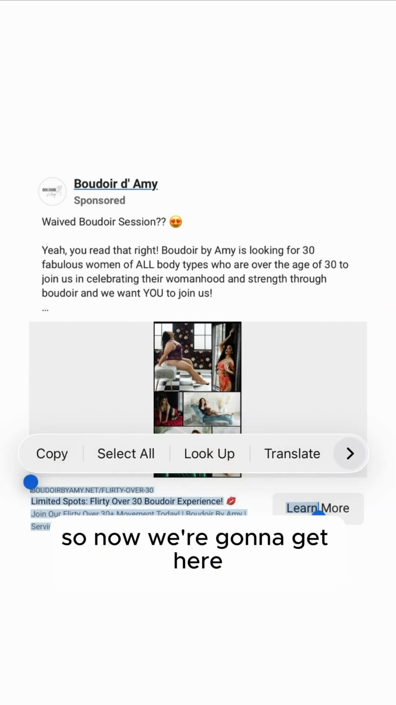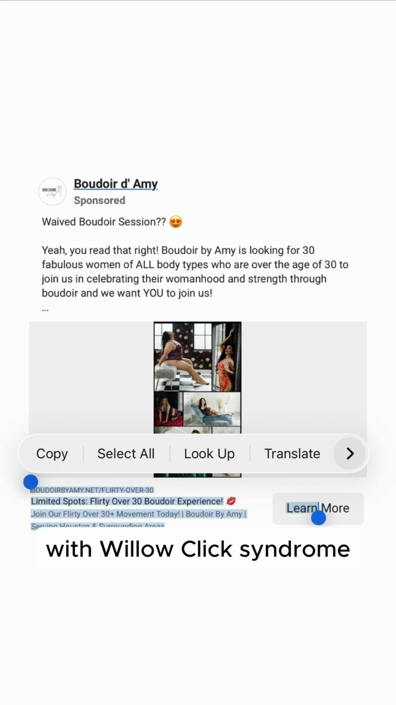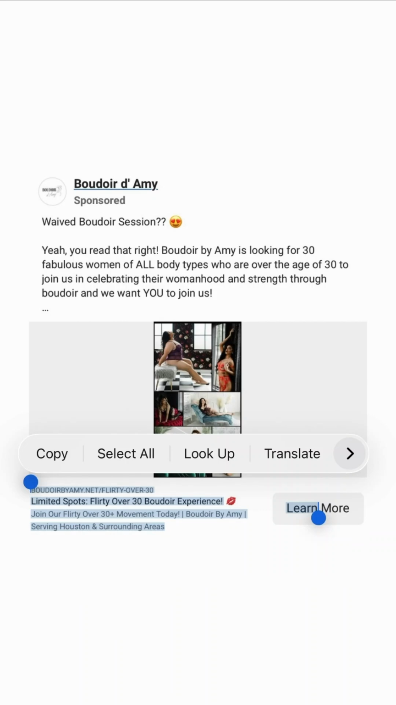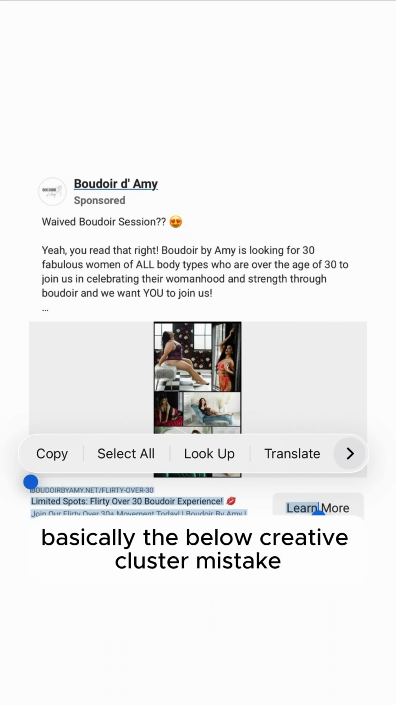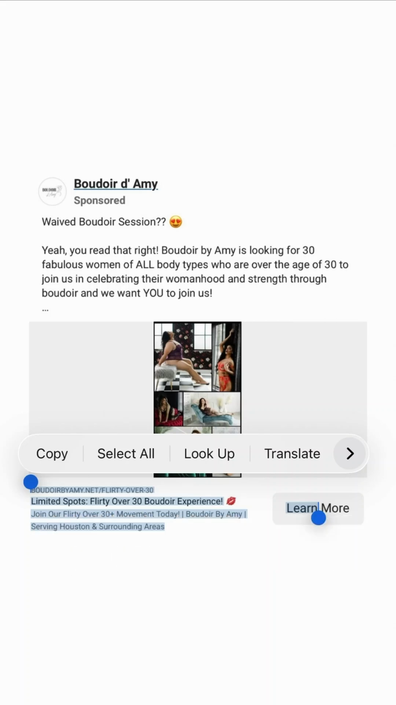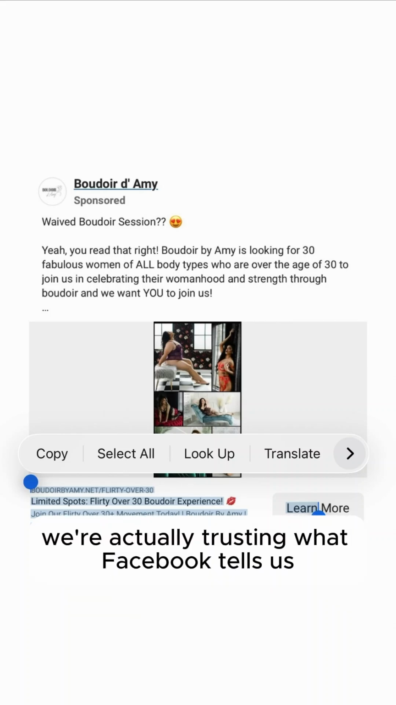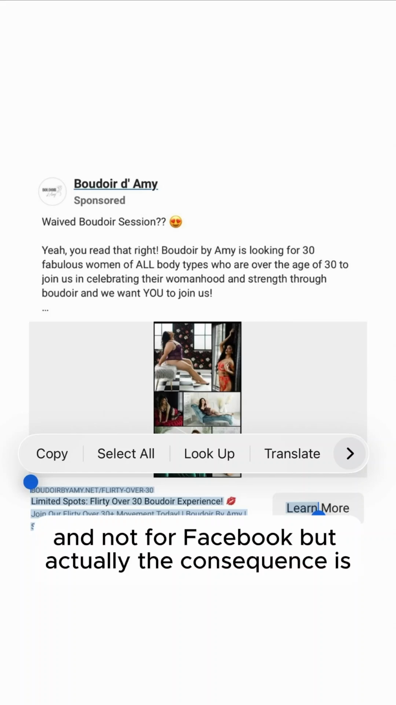So now we're going to diagnose this, if we believe it has boudoir low click syndrome. First thing I'm looking at is the boudoir below creative cluster mistake. The false belief that caused us to make this mistake is that we're trusting that what Facebook tells us to fill out for our ad is best for us and not for Facebook.